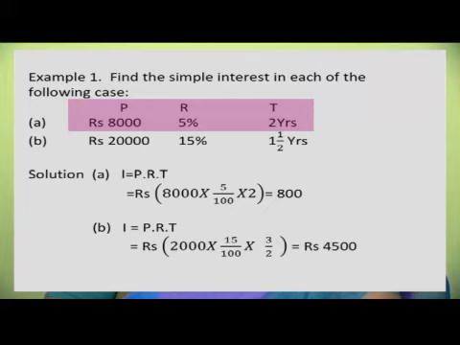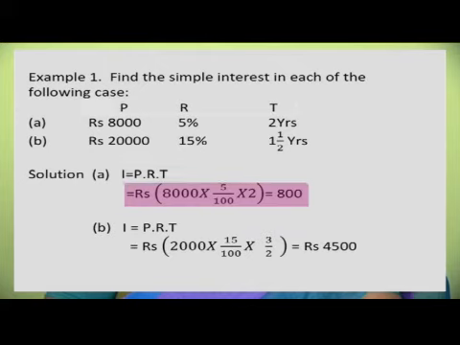The principal is rupees 8000, the rate percentage is 5%, and the time is 2 years. So, we have the formula simple interest I is equal to P into R into T. The principal is 8000 multiplied by the rate 5 by 100 multiplied by the time 2 years, which is equal to 800. In the same way, we have the next example.